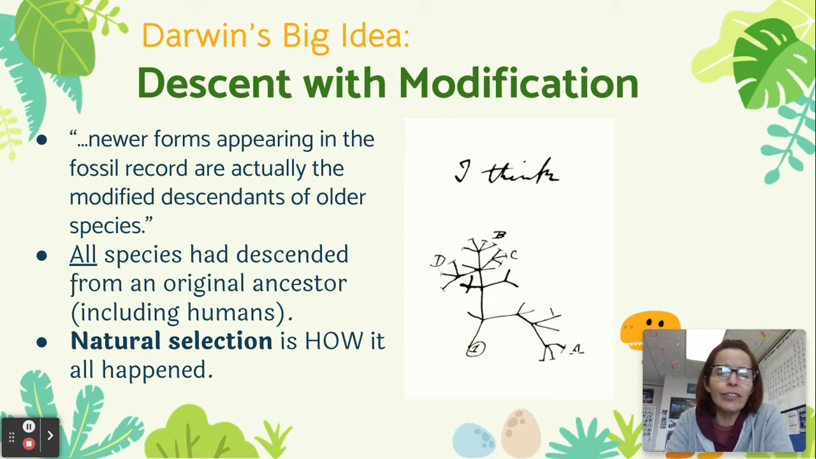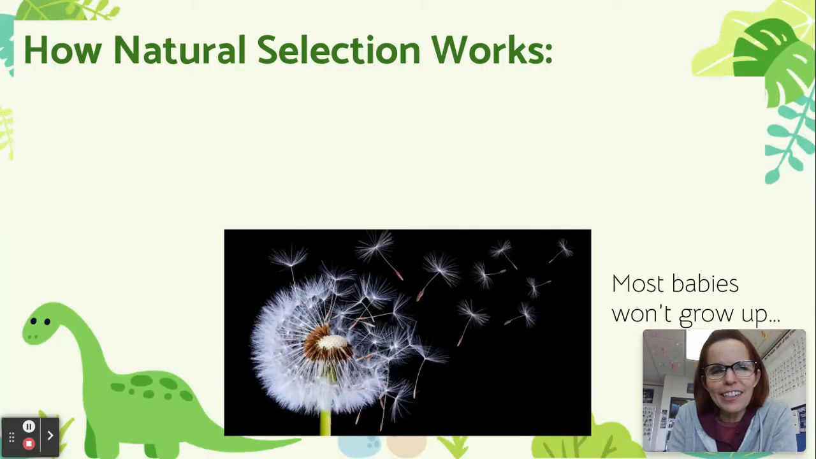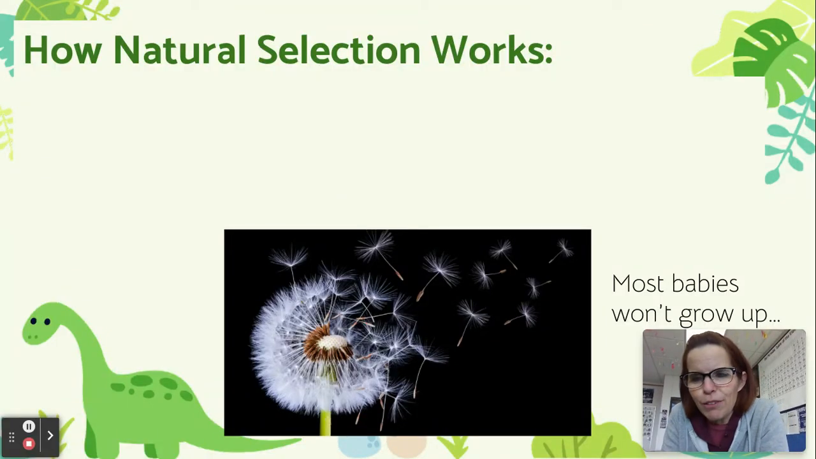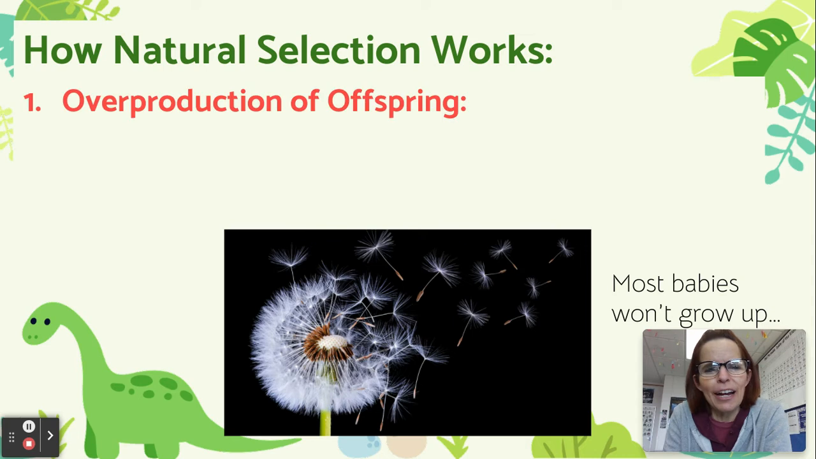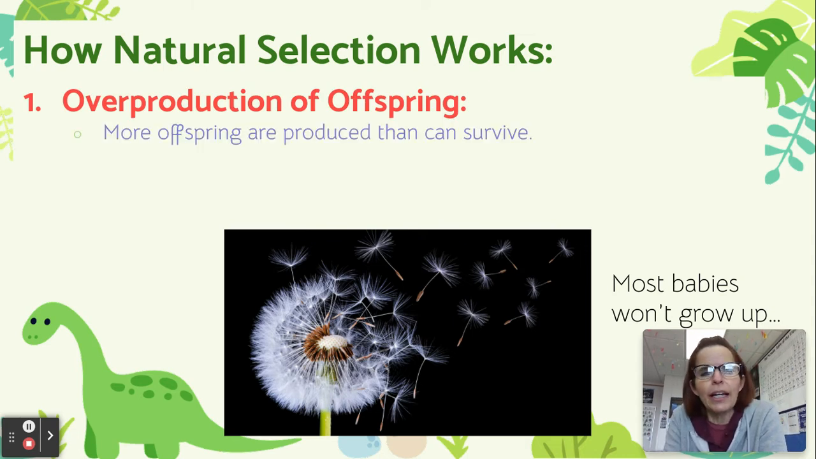So how did descent with modification happen? Well, that's the process called natural selection. That's what he named it. And so we're going to talk about the different parts of natural selection. I want to call them steps, but they're not necessarily sequential. They're just things that have to be happening in order for natural selection to occur. So go ahead and write down how natural selection works, and we're going to give you 4 things to write down. The first one I want you to write down is overproduction of offspring.